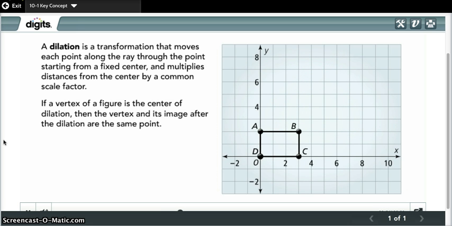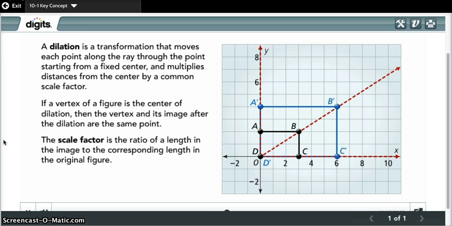If a vertex of a figure is the center of dilation, then the vertex and its image after the dilation are the same point. Point D is the same as point D prime. The scale factor is the ratio of a length in the image to the corresponding length in the original figure. The length of side A prime, B prime is 6 units. The length of side AB is 3 units. 6 divided by 3 equals 2. The scale factor of this dilation of rectangle ABCD to its image A prime, B prime, C prime, D prime is 2.